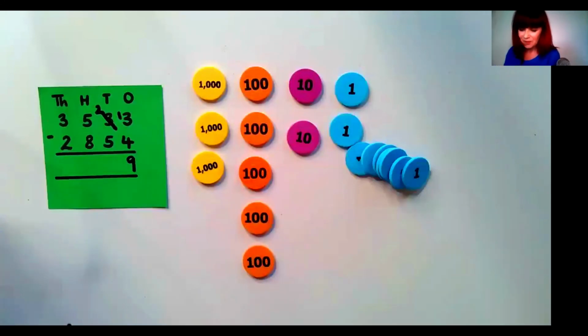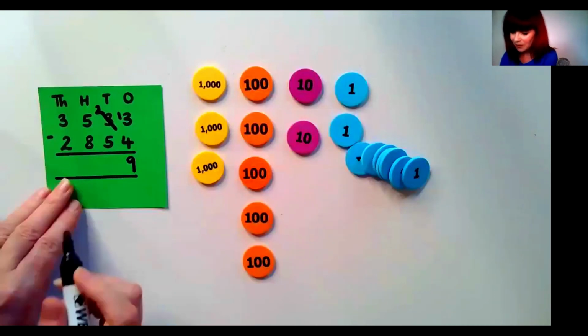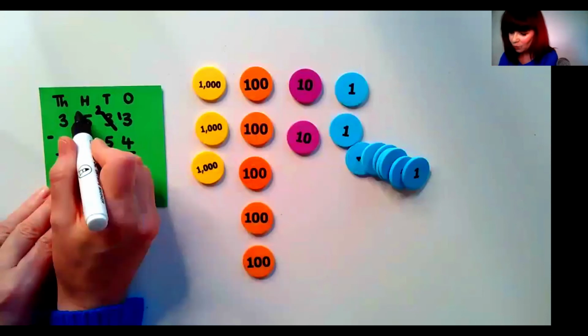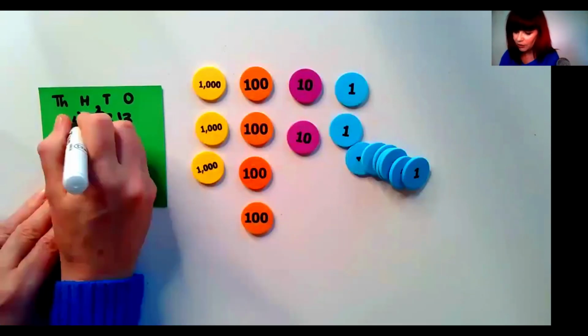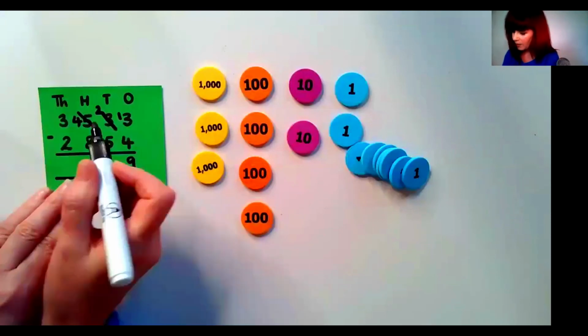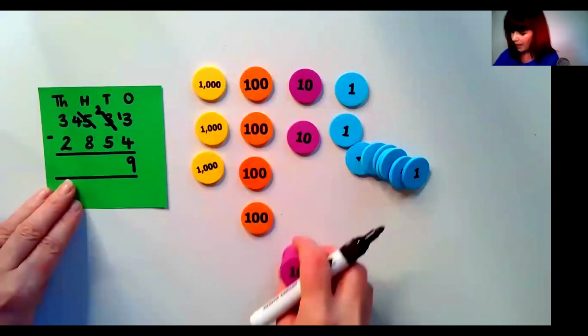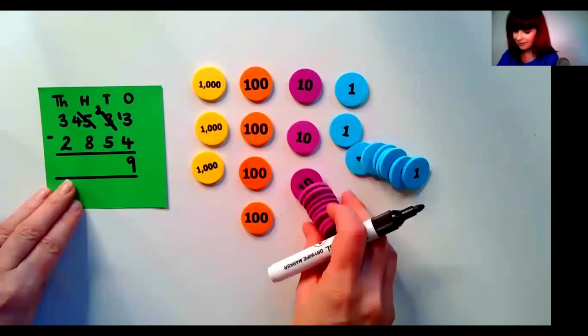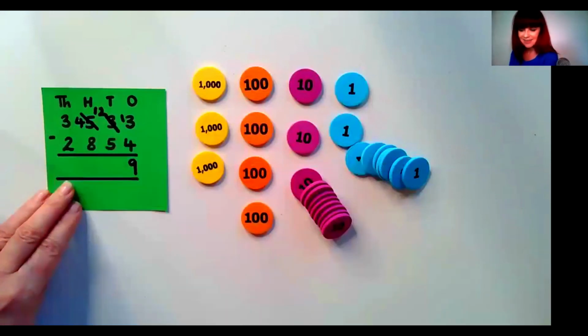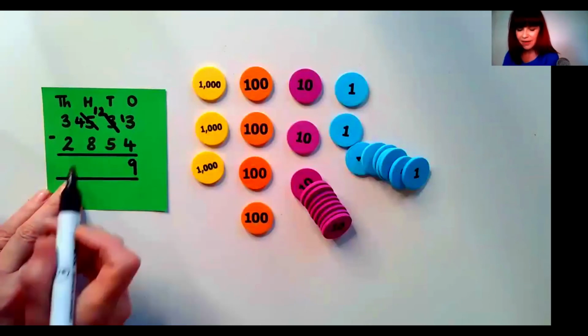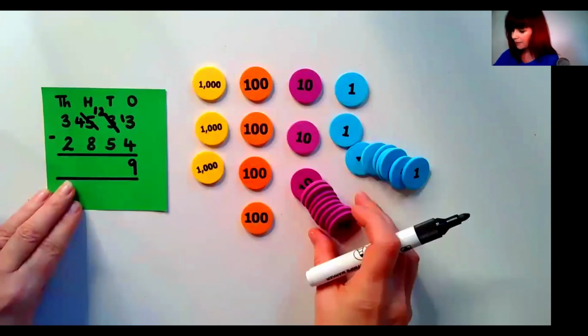Next to the tens column, I've got 2 tens and I need to subtract 5 tens. Well, again, that will give us a negative number, so I'm going to exchange. I'm going to exchange one of those hundreds, which gives me 4 hundreds remaining. I'm going to exchange it and regroup as 10 tens. So now I have 12 tens.